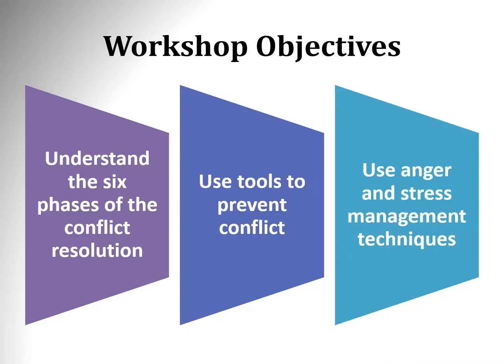So the workshop objectives. You'll understand what conflict and conflict resolution mean. You'll understand all 6 phases of the conflict resolution process. You'll understand the 5 main styles of conflict resolution. Be able to adapt the process for all types of conflict. Be able to break out parts of the process and use these tools to prevent conflict. Be able to use basic communication tools, such as the agreement frame and open questions. And be able to use basic anger and stress management techniques.